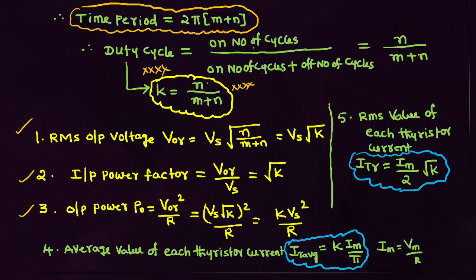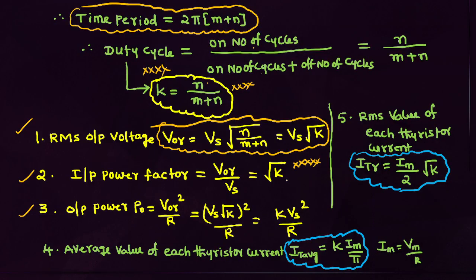Important formula. In on-off control of AC voltage controller, by giving on number of cycles and off number of cycles, if it is asked what the duty cycle is, use this formula. In on-off control, what is the RMS output voltage? Vs into root K, where K is the duty cycle. How to calculate duty cycle, you know. What is the input power factor? Very important, friends. Input power factor equal to root K. Just by giving on number of cycles and off number of cycles, if they ask what is the input power factor, first calculate duty cycle, substitute here, we can get input power factor. Input power factor is root K.